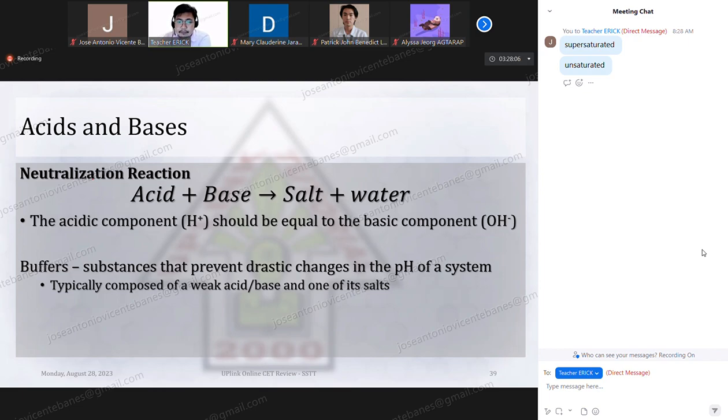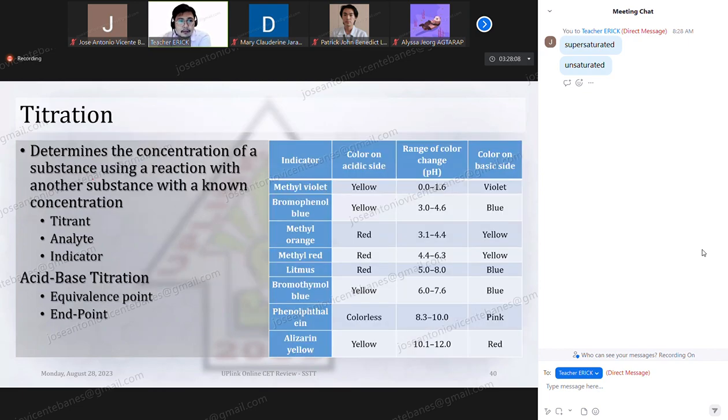Okay? Now, titration is one of the methods that we use to determine the concentration of a substance using a reaction with another substance of known concentration. The titrant, as we know, is the known substance, so this is the one that is always given. But the analyte is the unknown substance. So if you want to study the concentration of the object, you have to have a titrant and an analyte.